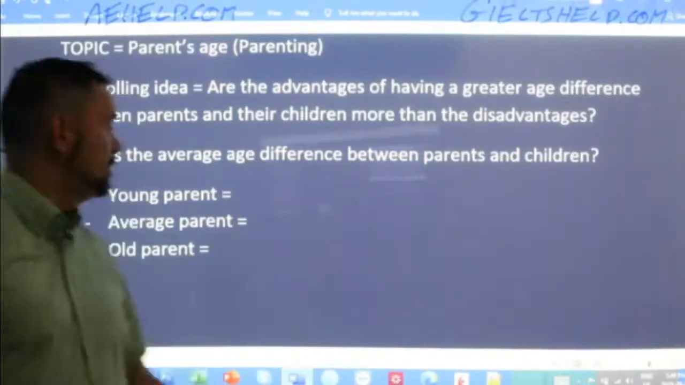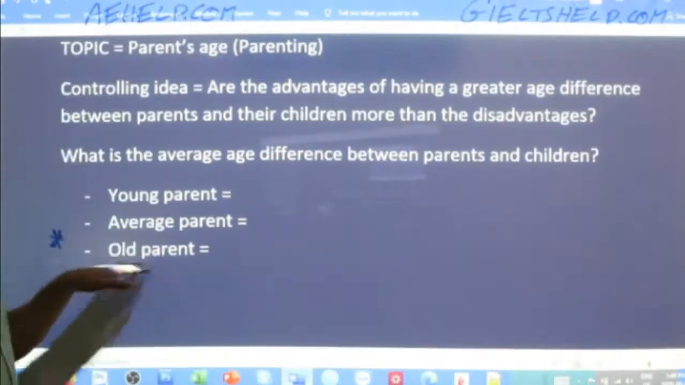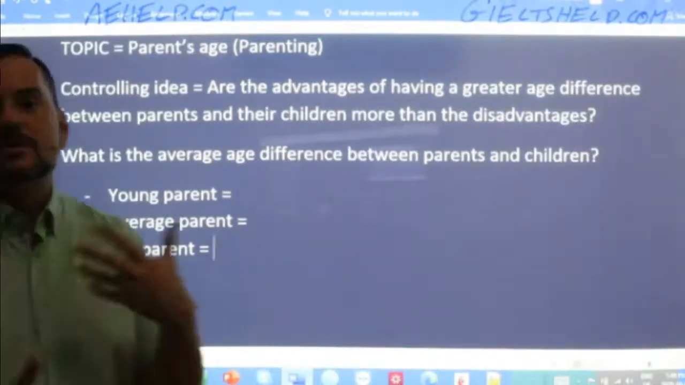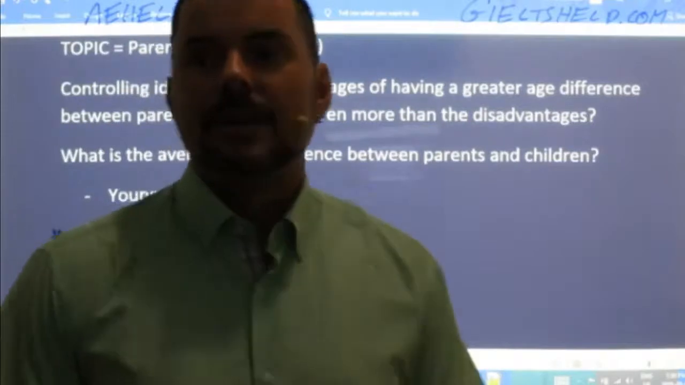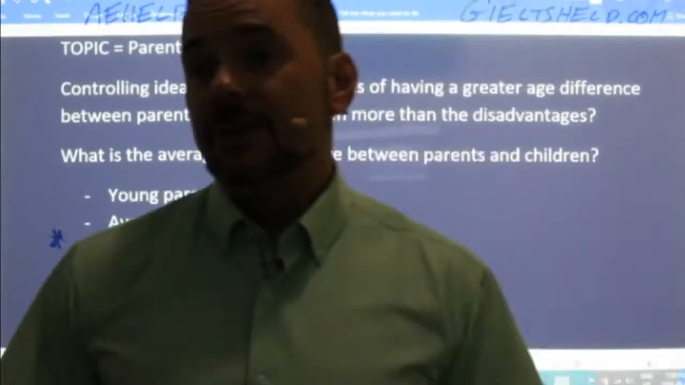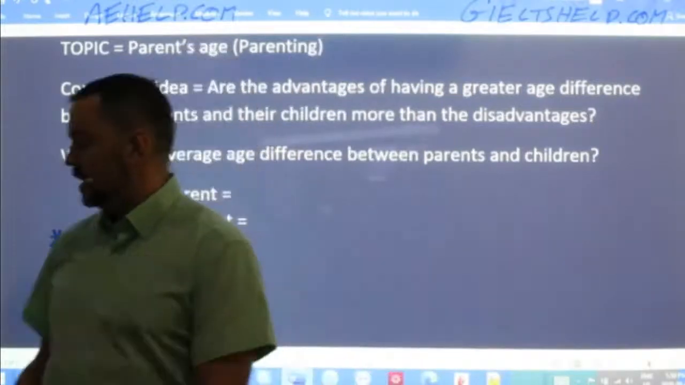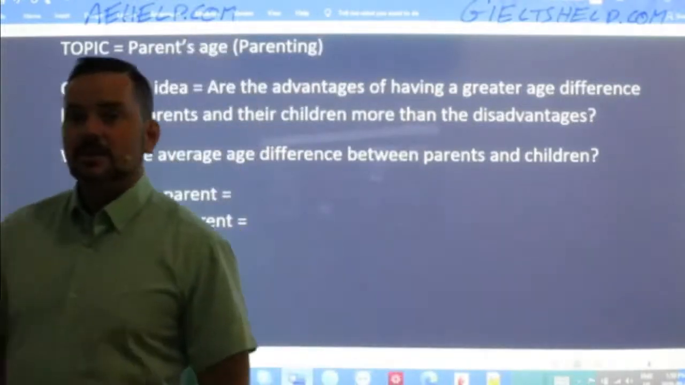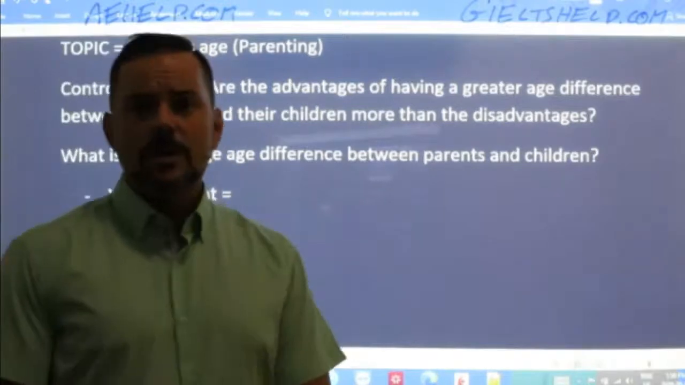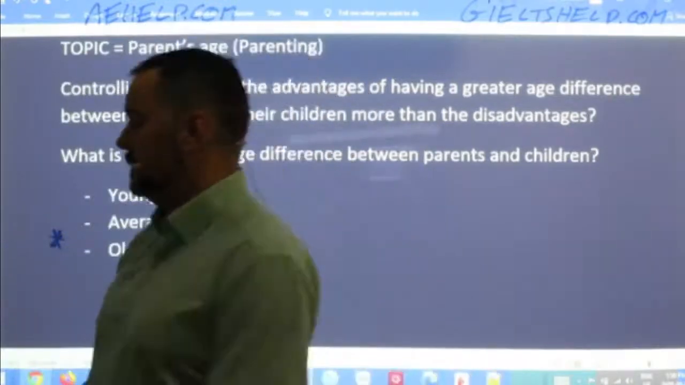So what do you think? What would you go with? Young parent, average parent, old parent? What would you number that as? What would be your quantifiable measure of that? And I think it's really important to get that idea so that you can clearly explain this concept. Okay, so Rajveer says a young parent would be an age difference of 20.